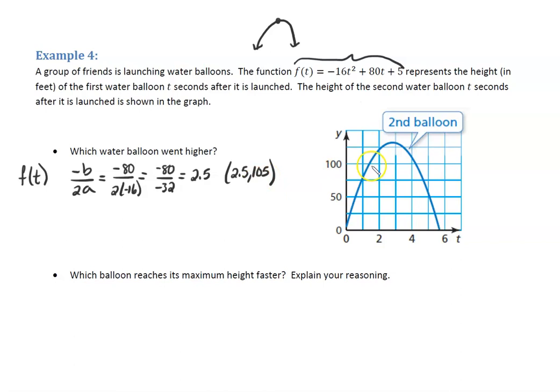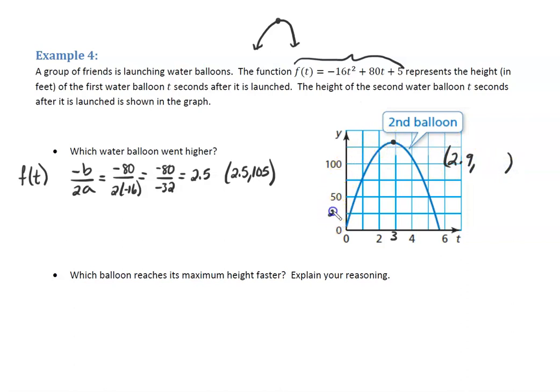So now let's compare that to the second balloon. We're going to do a little bit of estimating here. But it is clear right here, this would be 3 seconds. So just before 3 seconds, the water balloon reached its max height. Let's call it 2.9.